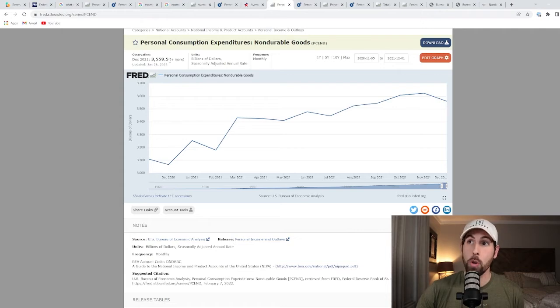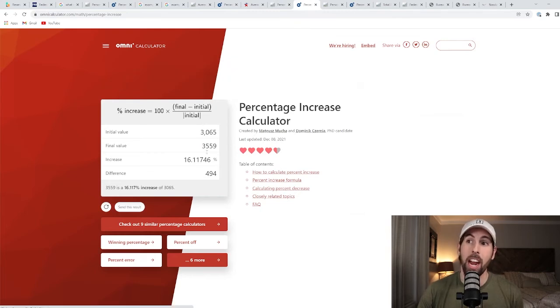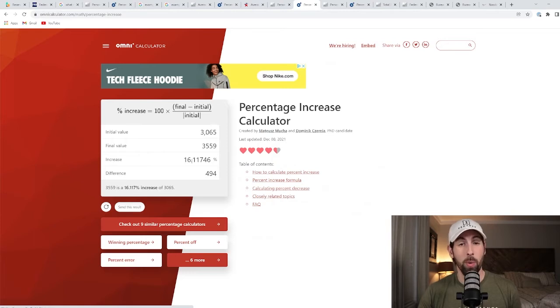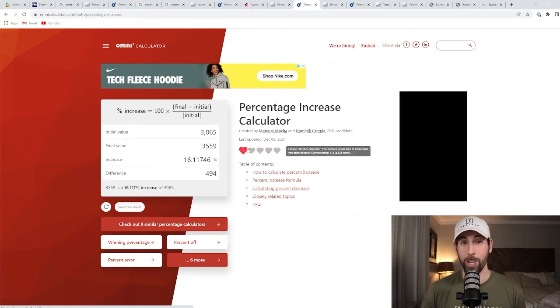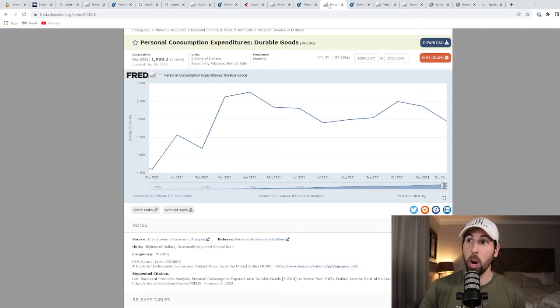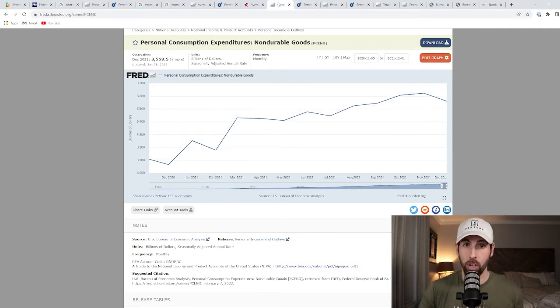So let's go to personal consumption expenditures, non-durable goods specifically. If you look at this chart, we can tell we've definitely gone up here. And again, I took it into this calculator, and that would actually be an increase over December 2020 to December 2021, 16.1% increase. That is very large. Now remember what non-durable goods are. They're things that don't last very long, right? Food items, things that you reuse like shaving cream, haircuts, food, things like that.